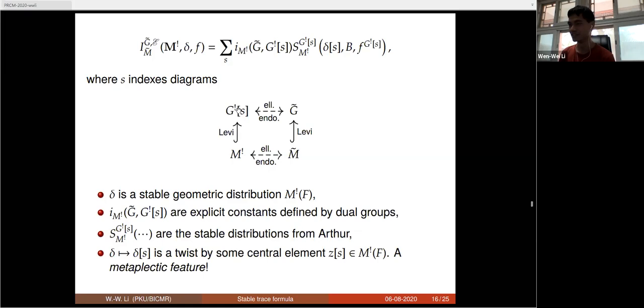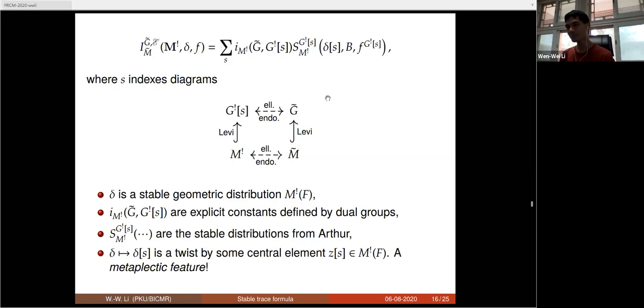So now we can form the distribution here. Given M shriek and delta in M shriek(F), where delta is a stable class, I wrote a stable geometric distribution just as jargon. It really means a stable conjugacy class. To this data, we form a linear combination of stable distributions attached to G shriek, s and M shriek, and the transfer of f to G shriek.